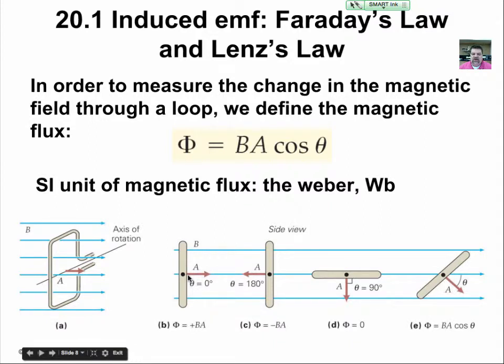So here's where it's counterintuitive. You have your loop, which really looks like it's perpendicular to the field, and that's true. But what we're looking at is the area. The area is facing in the same direction as the magnetic field. If it faces in an opposite direction, then it'd be 180 degrees.